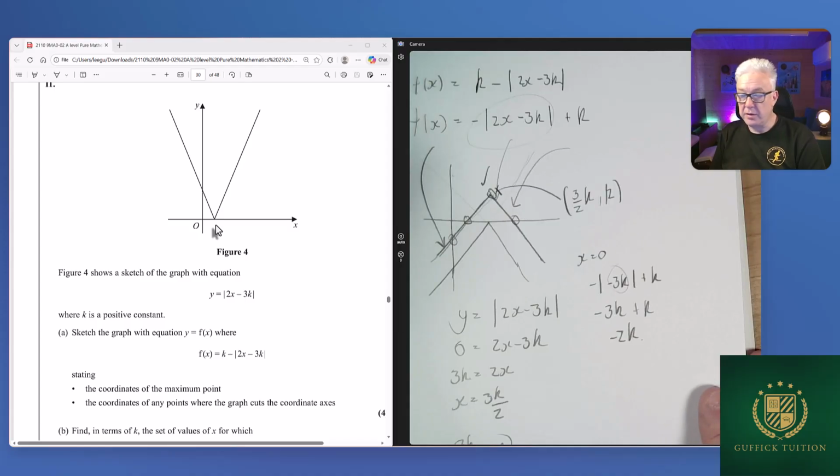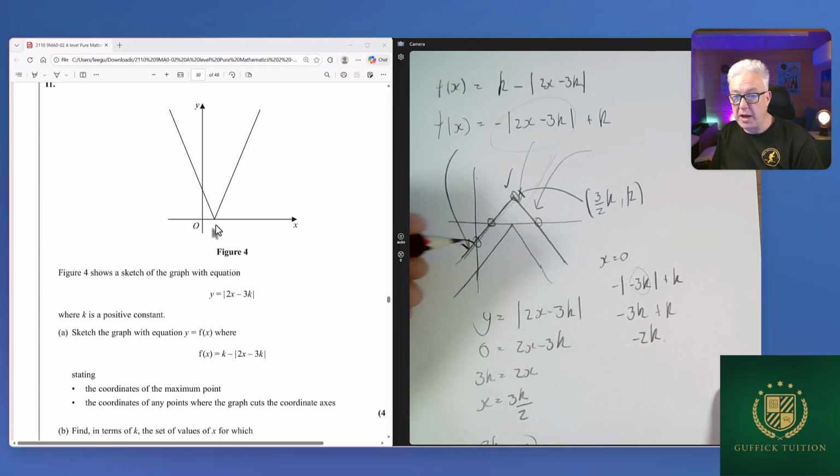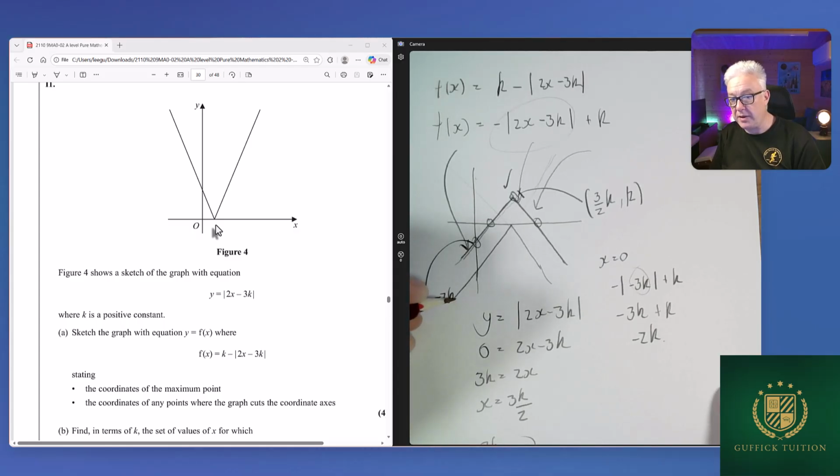So we found out that the coordinate of this point here, where it intersects the y-axis, is going to be 0 as the x, and minus 2k there as the y. So we've done that one, we've done that one, we've just got these two left to do.